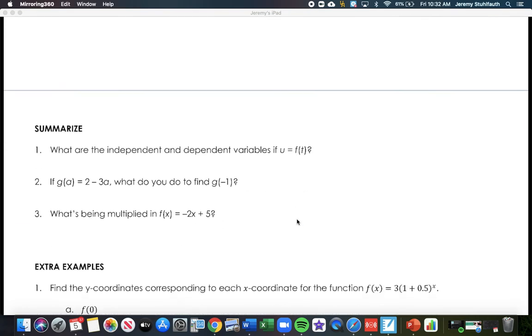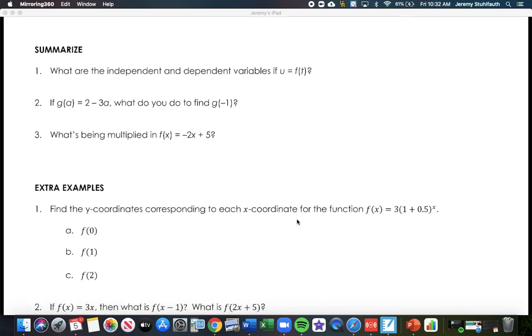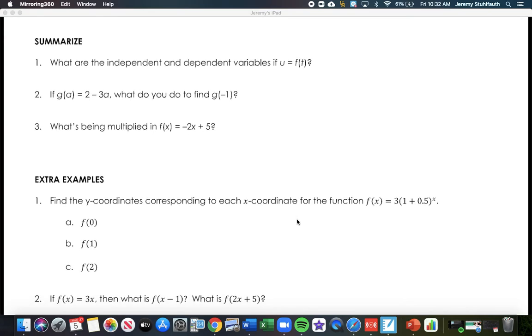So to quickly summarize, what are the independent and dependent variables if u equals f(t)? Again, what this is saying is u is a function of t, so u would be the dependent variable, and t would be the independent variable.